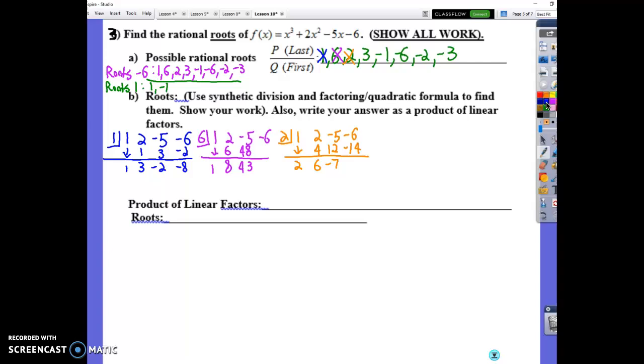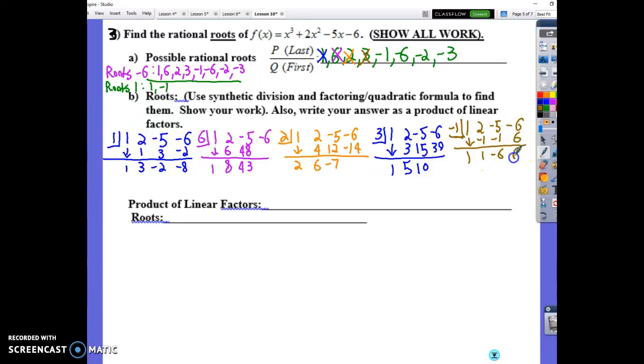Okay, let's try the 3. So we've got the 1, 2, negative 5, negative 6, bring down the 1, multiply by 3 is 3, 5, 15, that's going to be 10, 3, that's not 0 either. So 3 didn't work. Let's try negative 1. Okay, so 1, 2, negative 5, negative 6. Bring down that 1, multiply by negative 1 is negative 1, that's 1. Multiply by negative 1 is negative 1, that's negative 6. Multiply by negative 1 is 6, and 0.